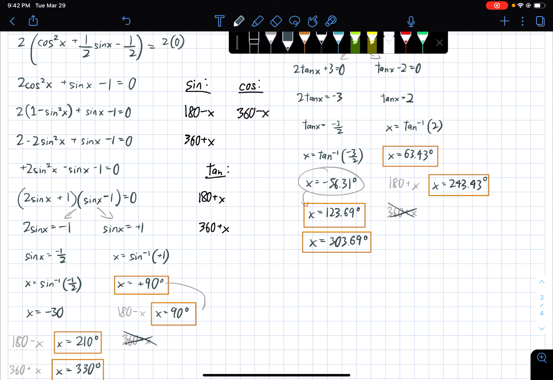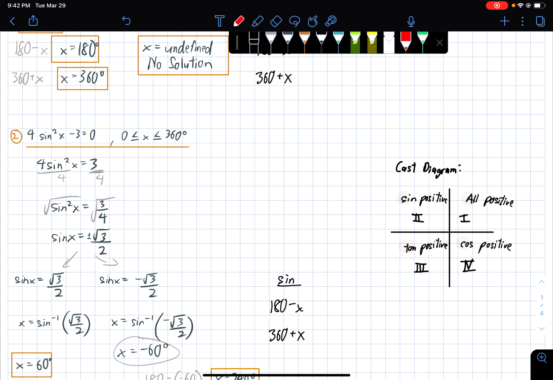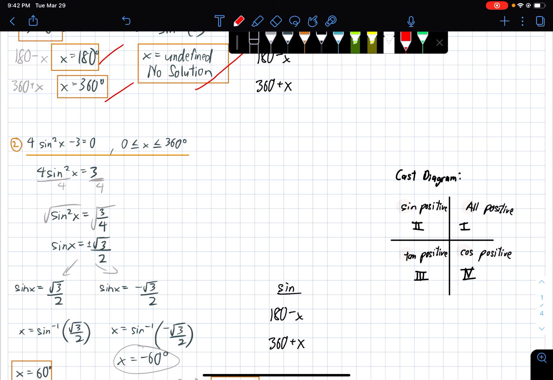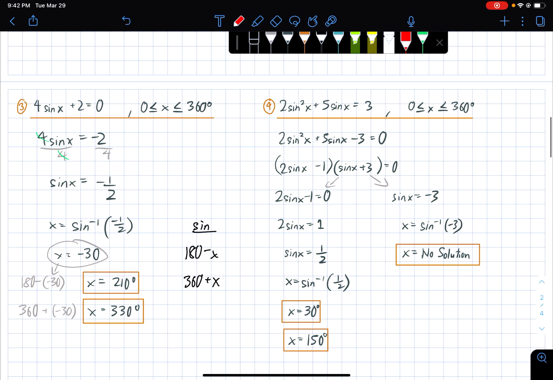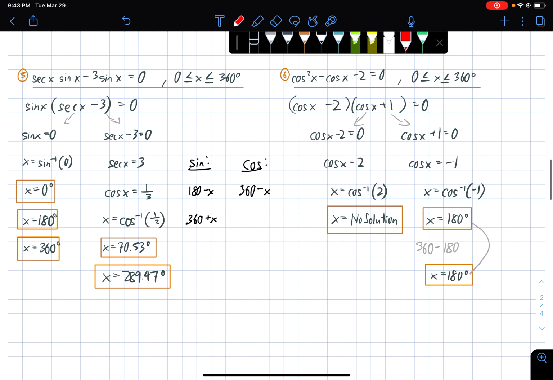So yeah, that's everything. Let's check our answers from numbers 1 to 8 to make sure. Number 1, 0, 180, 360, no solution. Alright. Number 2, we have 60, 120, 240, 300. So we have 4 solutions. For number 3, we have 210 and 330. For number 4, no solution here. 30, 150 degrees. Right.